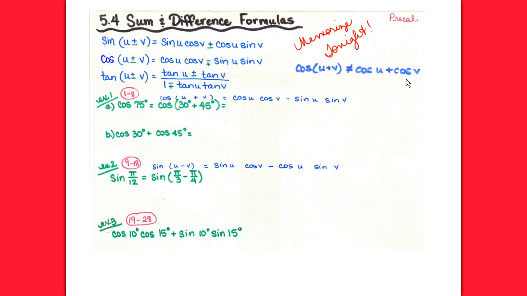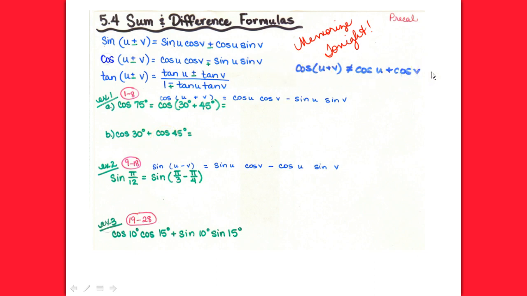So to illustrate that for us, that's exactly what we see in example number 1. They have us do the cosine of 75 by writing it as cosine of 30 plus 45, and then they have us do cosine 30 plus cosine 45. Again, stressing this idea that those two are not equal to each other.